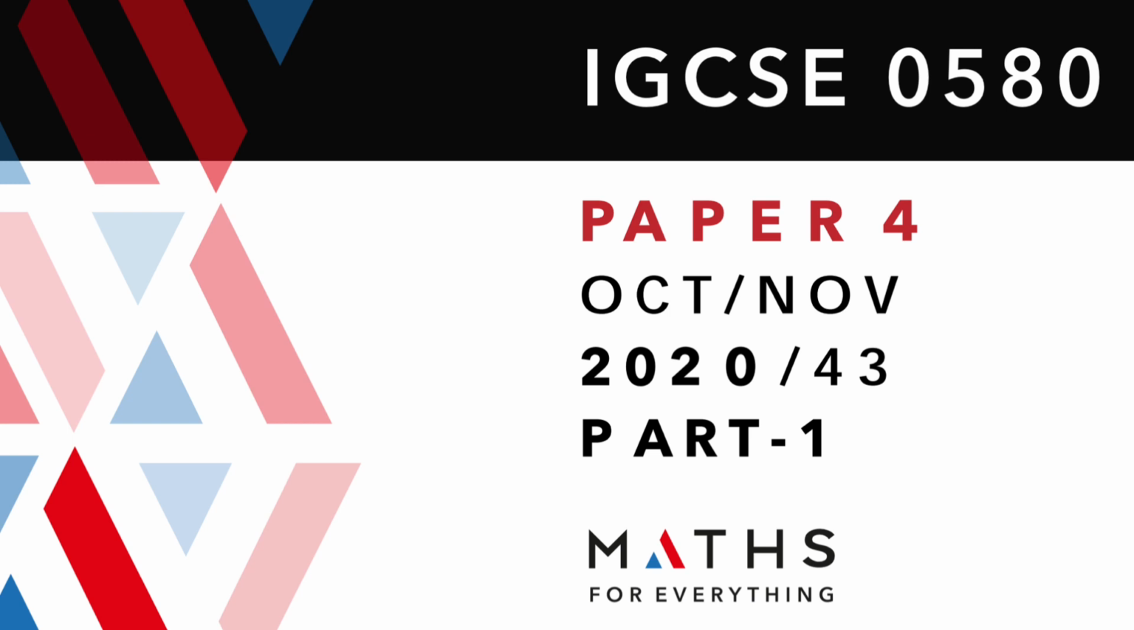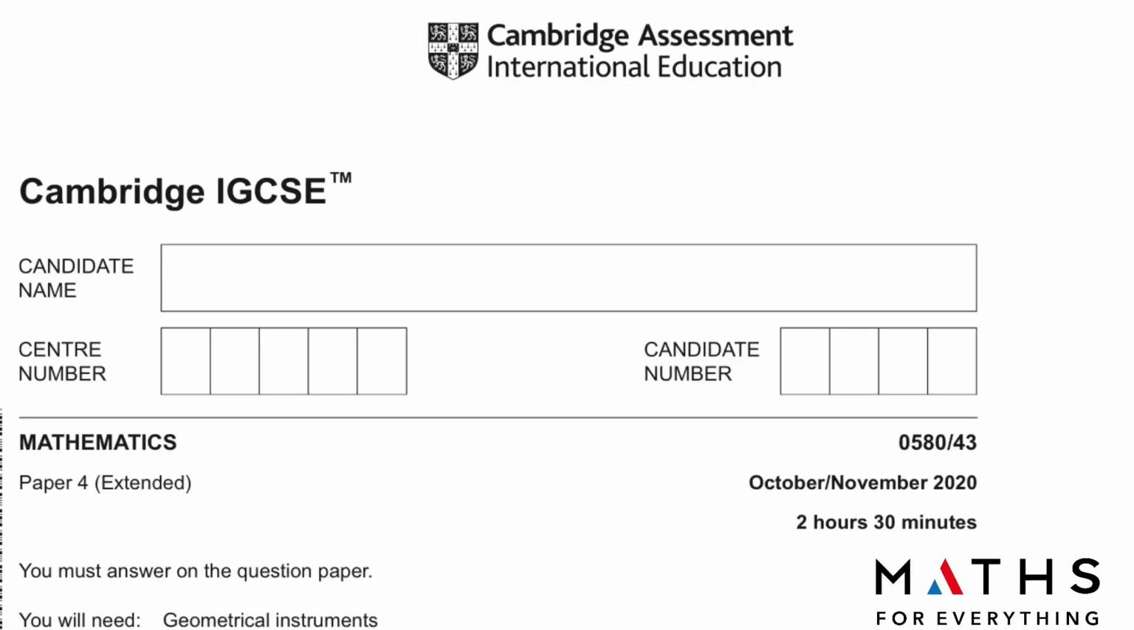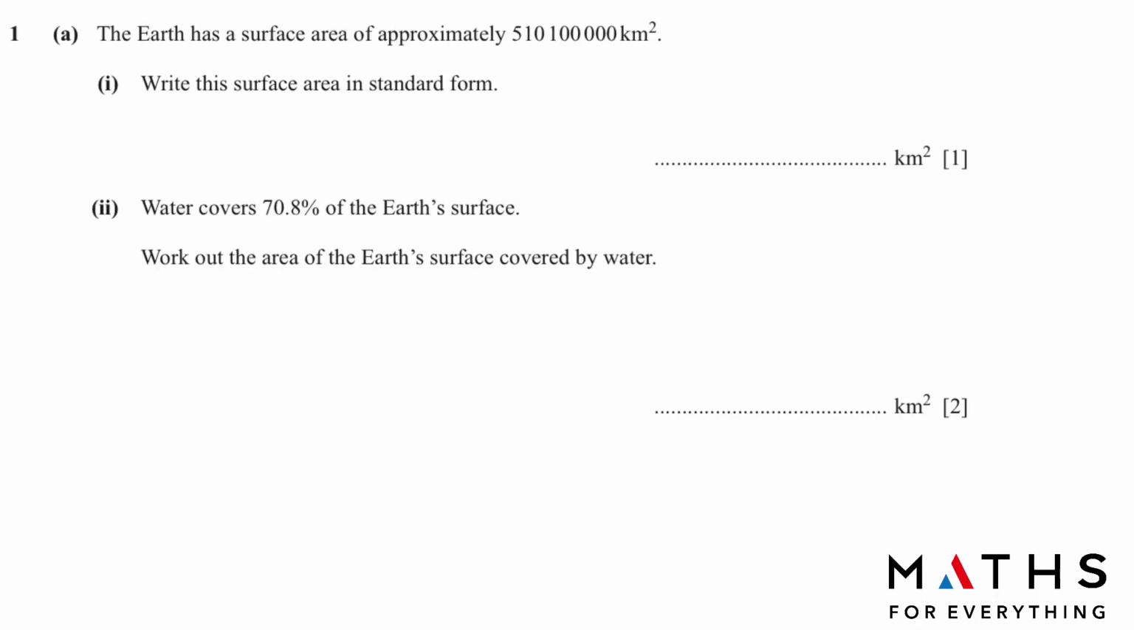Let's start. Today we are going to solve Cambridge IGCSE Mathematics Paper 4 Extended, October-November 2020, Variant 4.3. Let's start. Question number 1. The Earth has a surface area of approximately 510,100,000 square kilometers. Write this surface area in standard form.